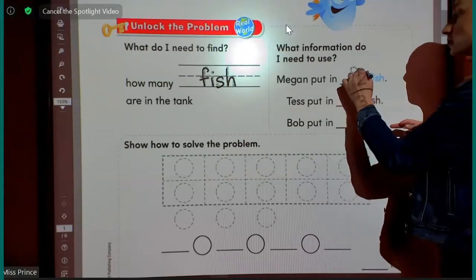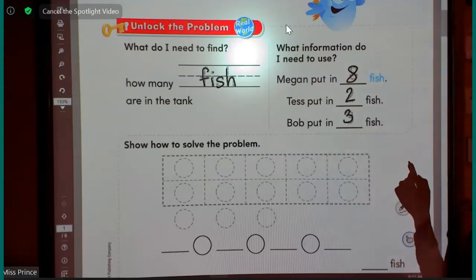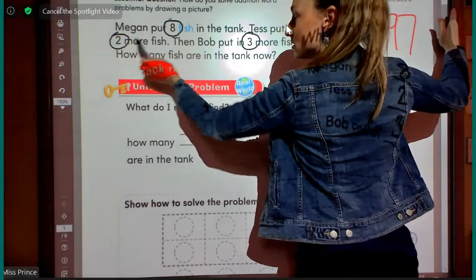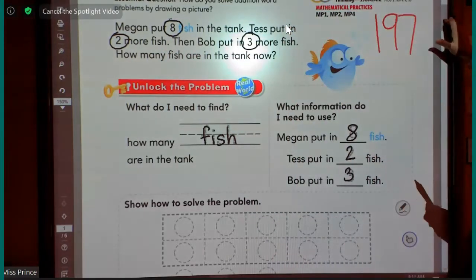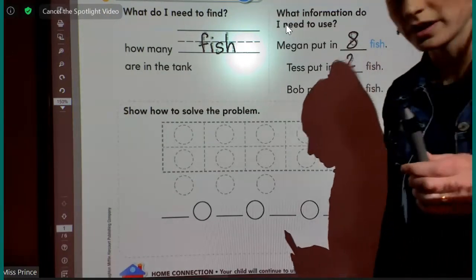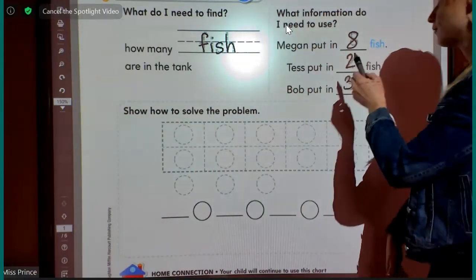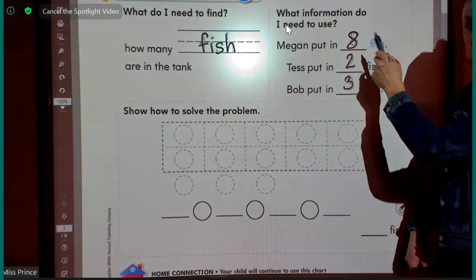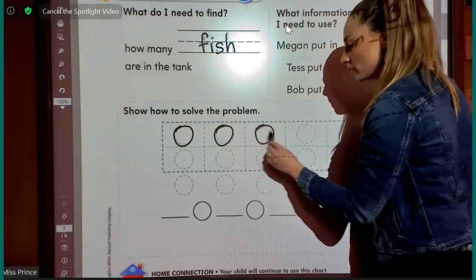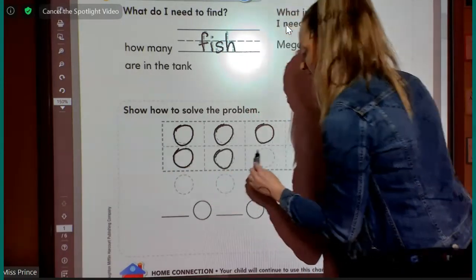Good job. So let's make sure that we have all of those numbers correctly, and we also want to check and make sure it's what we circled up here. 8, 2, and 3. All right. So what I want you guys to do is take your pencil, and we're going to draw the circles for every single number. So we're going to start out drawing 8 circles. Here we go. 1, 2, 3, 4, 5, 6, 7, 8.